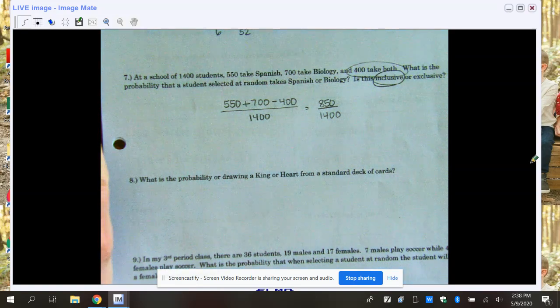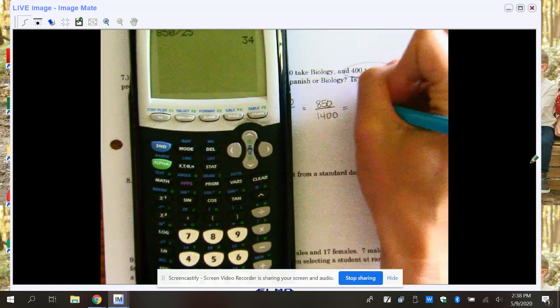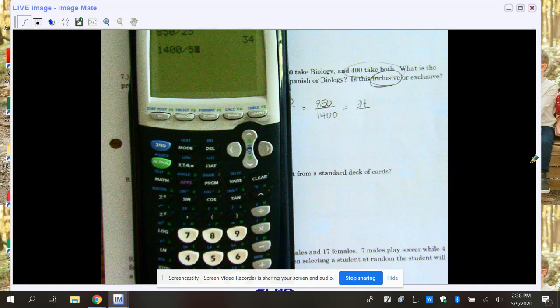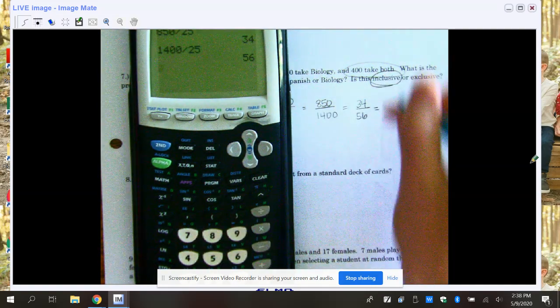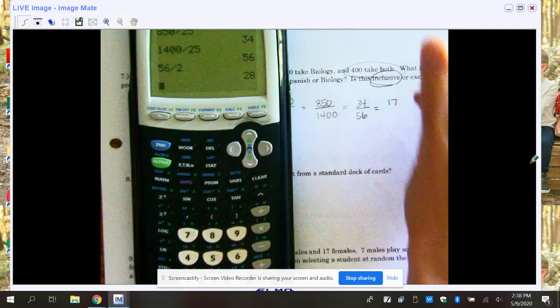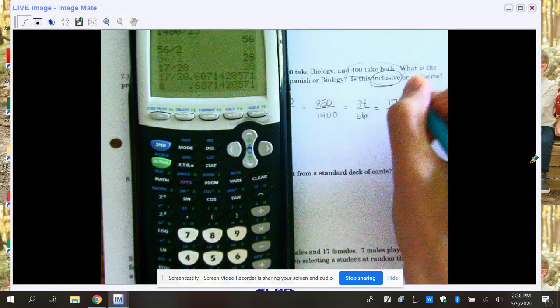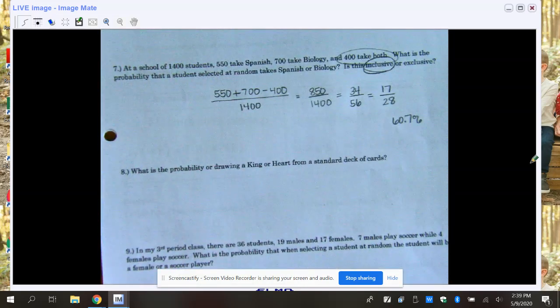out of 1,400. So if you want to practice simplifying that, you divide both by 25. See if that gets me down enough. Guess I could have gone 50, but I'll have to do that again. 56. And then both of these are going to be divisible by 2. So 28 in the denominator, so 17 out of 28 is 60.7%. Okay.